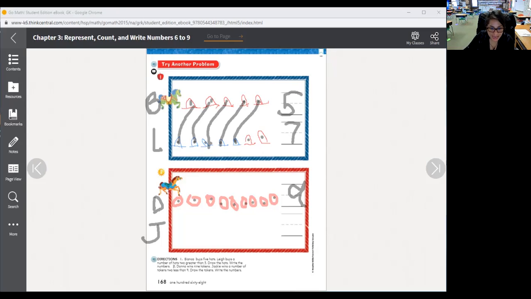So if she has 2 less, how many are we going to draw? Okay, so 2 less. Let's see. Emilio, can you turn on your microphone? Okay, Emilio, what do you think means 2 less? 2 less than 9. 7.